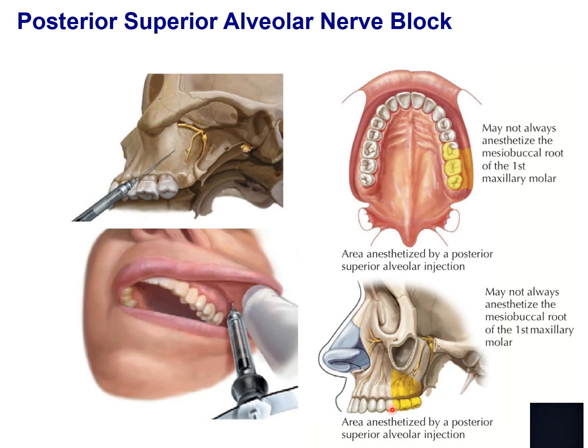When effective, the posterior superior alveolar nerve block will provide anesthesia related to the maxillary molars, excluding the mesiobuccal root of the upper six, the buccal bone, and the buccal soft tissues related to the molars. And again, the indications are similar as with infraorbital nerve block.